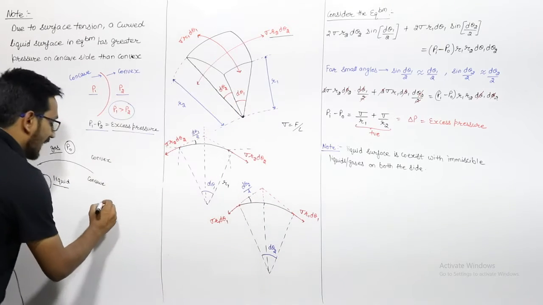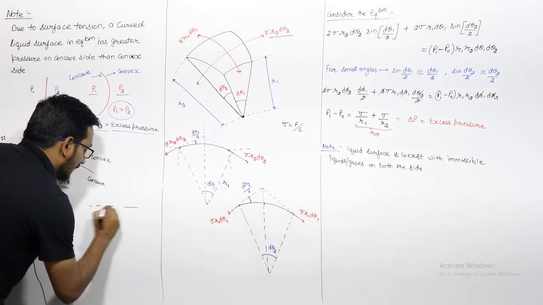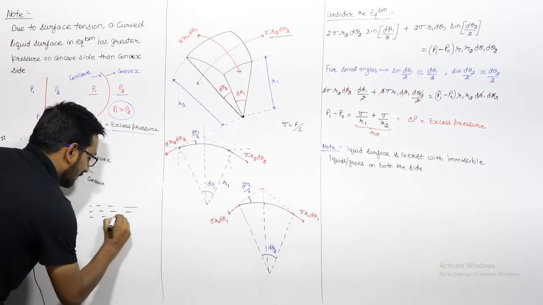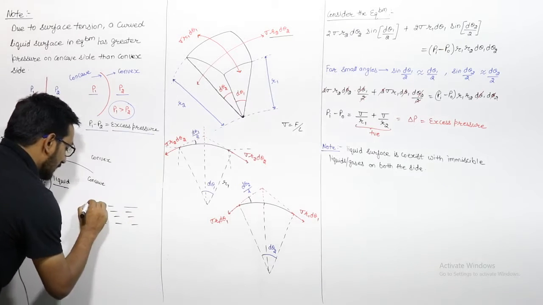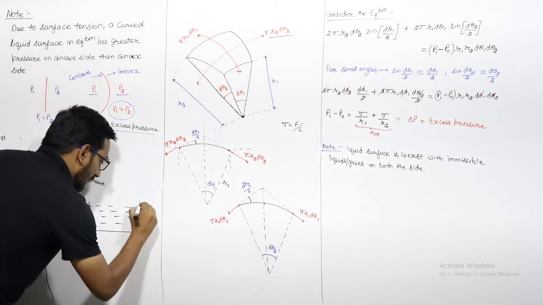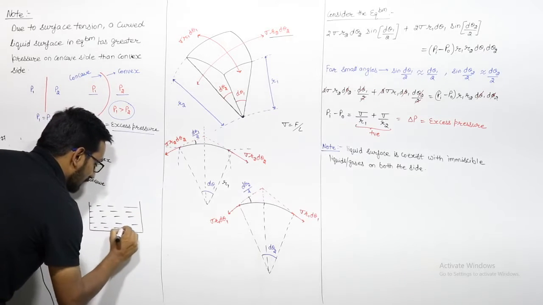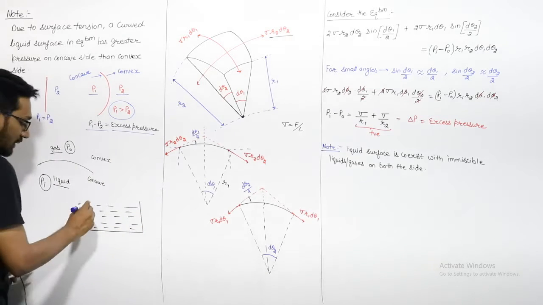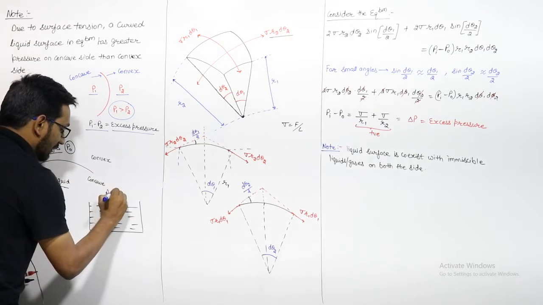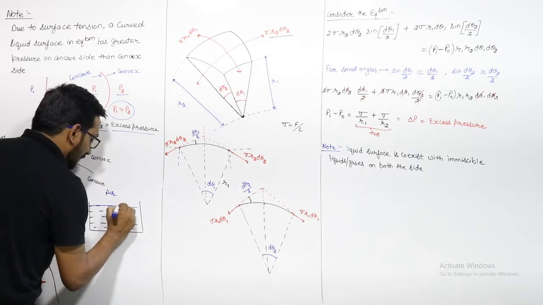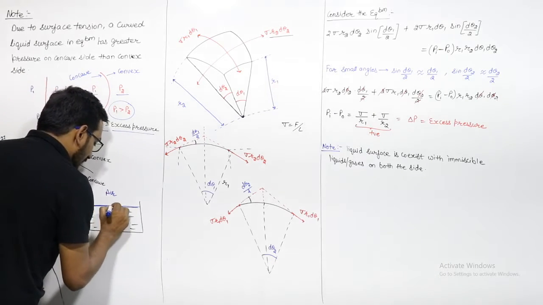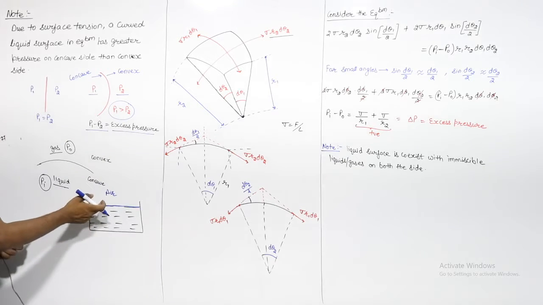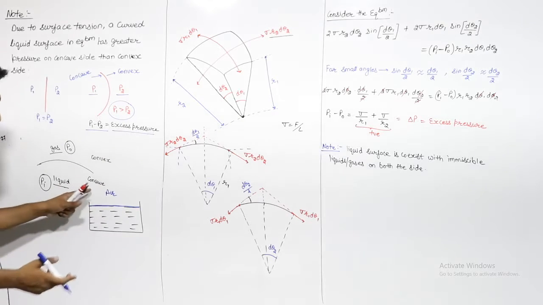Suppose water is present here. This is the water, suppose we have a beaker, and in this beaker we have this water, and here we have air. So we have only one interface, only this one interface. Then the surface tension will act here only, at one surface.